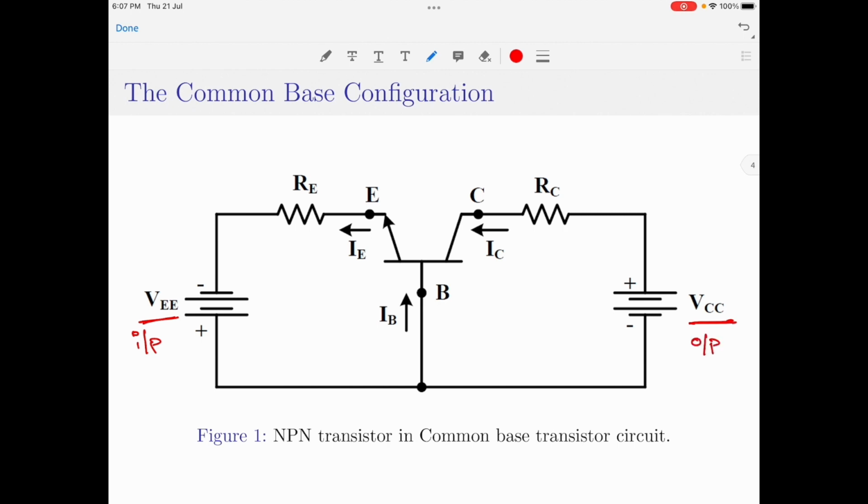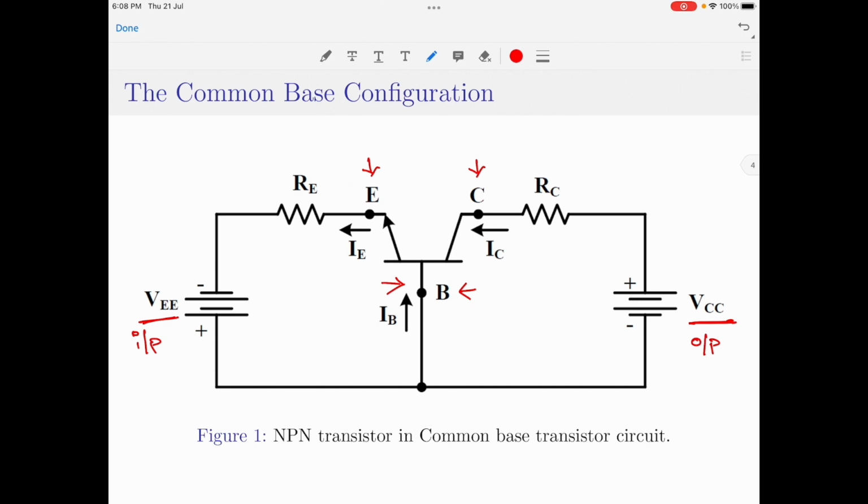So, we can say that the input signal is applied between the transistor's emitter and base. This is the emitter terminal and this is the base terminal. So, the input signal is given between emitter and base. And the output signal is taken from between the collector and the base. This is the collector terminal and once again we have the base terminal here. The base terminal, as already said, can either be grounded or it can be connected to some fixed reference voltage point.